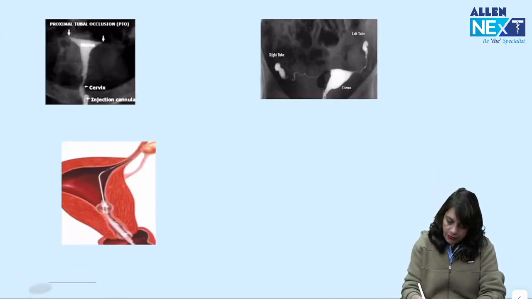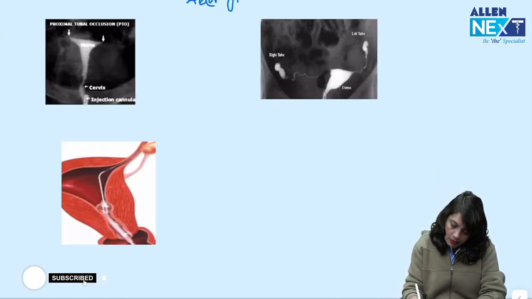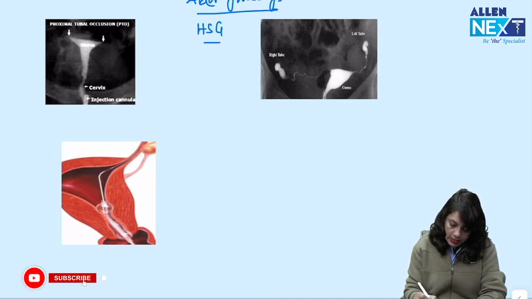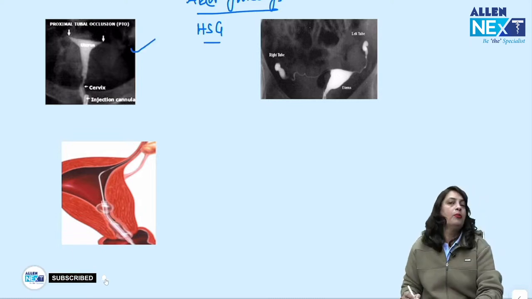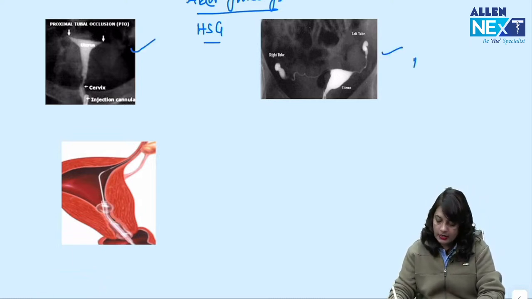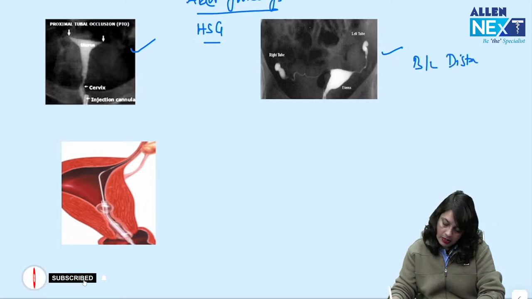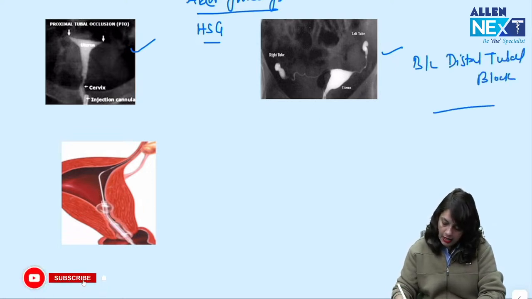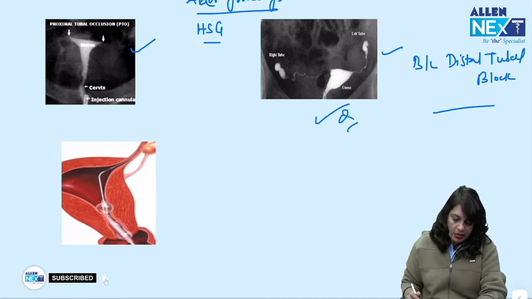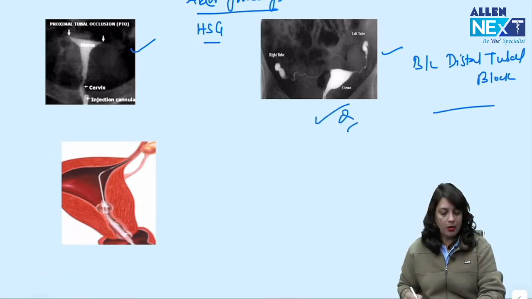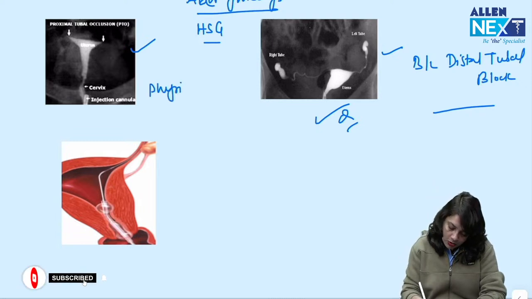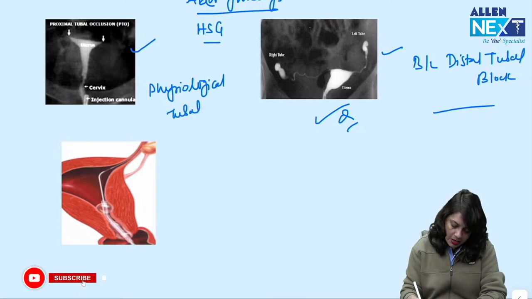Now, abnormal findings on HSG. You can see bilateral proximal tubal block and you can see bilateral distal tubal block. These images have been asked in FMGE exam. So if there is a bilateral proximal tubal block, the most common cause for this is physiological tubal spasm.